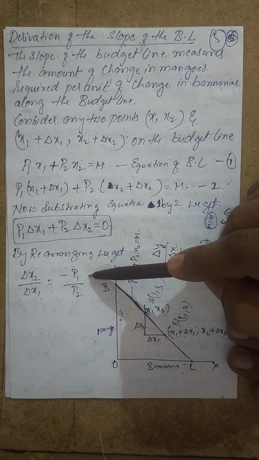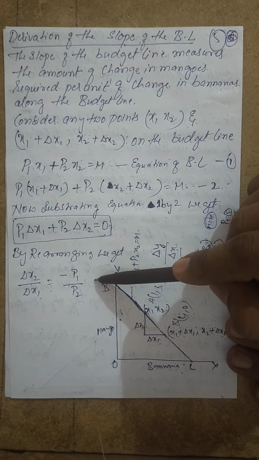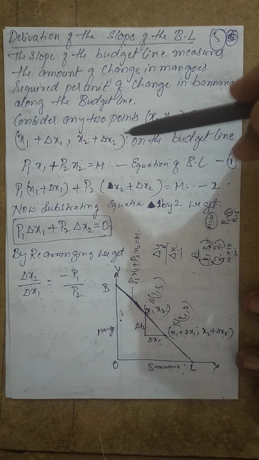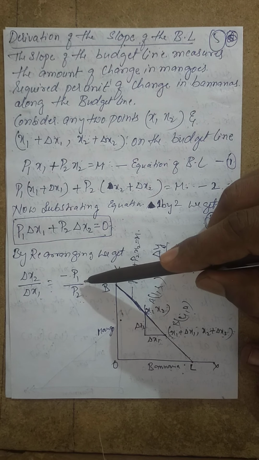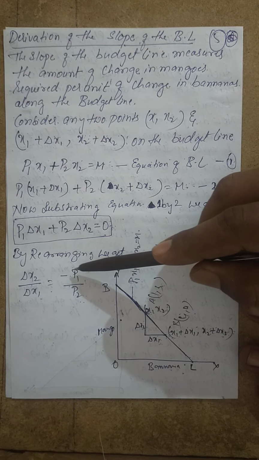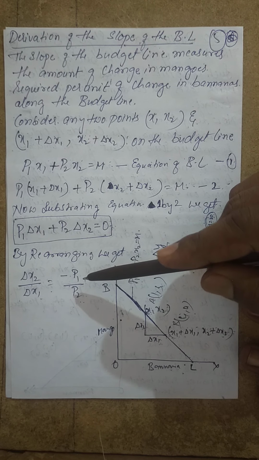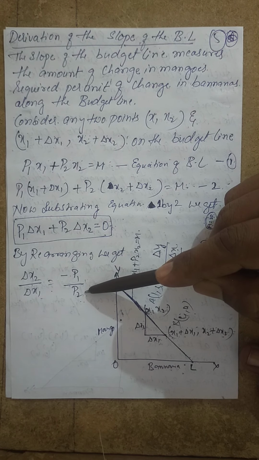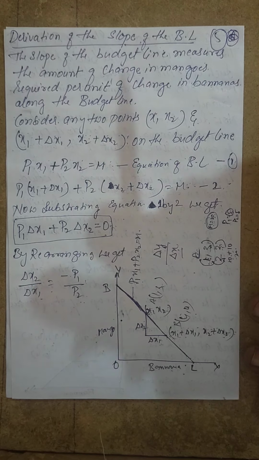So whenever we have problems in income in this session, you have problems regarding this: calculate the slope of the budget line. So we are going to use this formula: price of first good divided by price of the second good. So next is the price ratio. Let us see that.